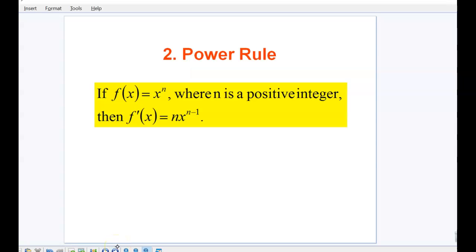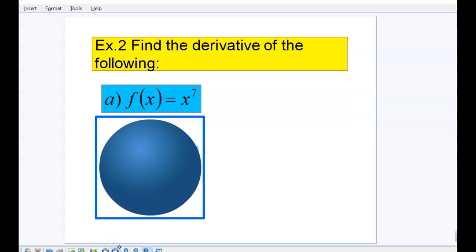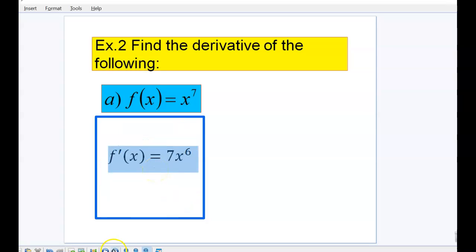Okay, the power rule. The power rule is used when n is a positive integer. So our exponent right now, we're going to limit it to a positive integer. And the rule says I bring the exponent out front and I subtract 1 from the exponent. So if we're looking at f of x is equal to x to the 7th, to take the derivative, the 7 would come out front. I would subtract 1 from 7 to get 6. So my final answer would be 7x to the 6th.